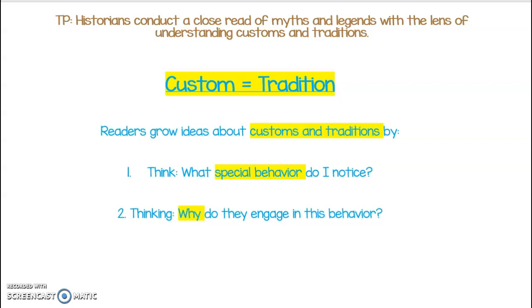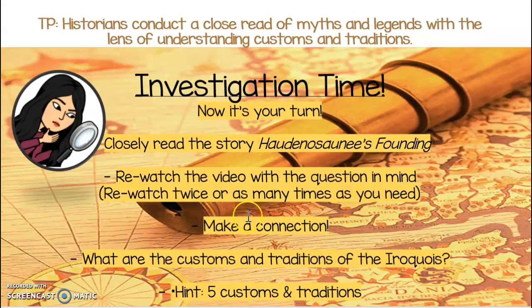The first question is, what special behavior do I notice? The second question is, why do they engage in this behavior? Then you're going to make a connection, and you're going to think about what the customs and traditions of the Iroquois are. And I'm going to give you a hint. I found five customs and traditions, and I rewatched the Hondo no Shoney's founding more than twice in order to really see how many customs and traditions are mentioned in that story. So let's see if you're able to find those five customs and traditions.